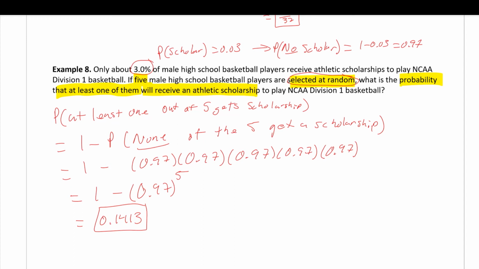Right. So the probability that one person gets a scholarship is 3%. But if you have 5 people, and the probability that any one of those will get a scholarship, so this person or this person or this person or this person or these 2 people or these 3 people and so forth, well, it increases your probability, right? You essentially have more attempts at getting at least one person that gets a scholarship.